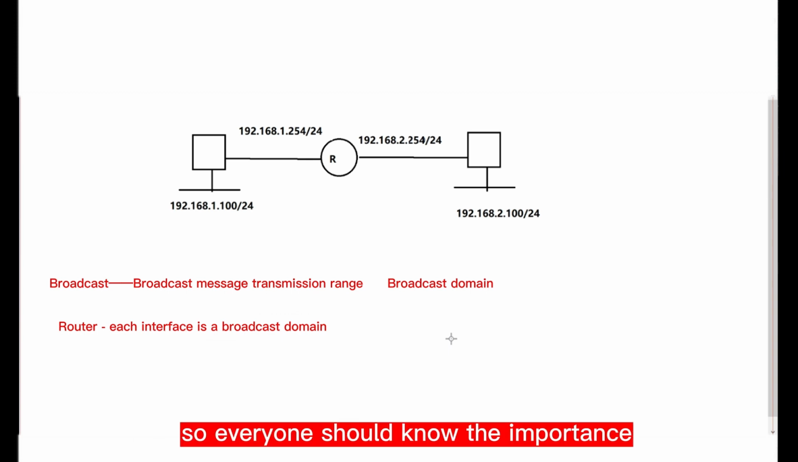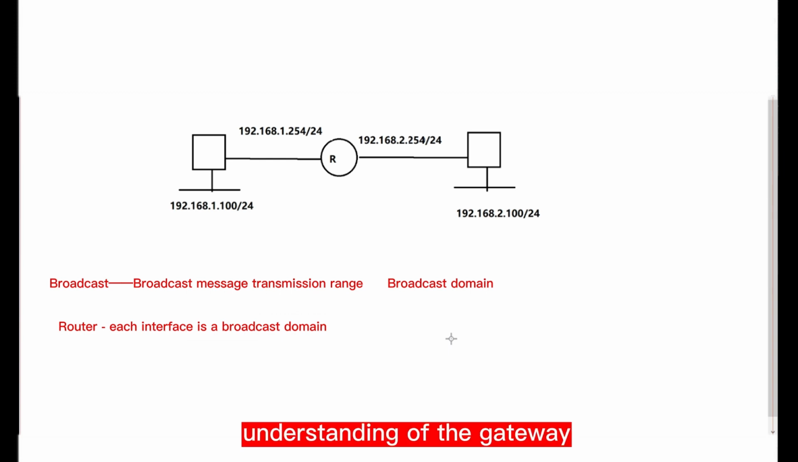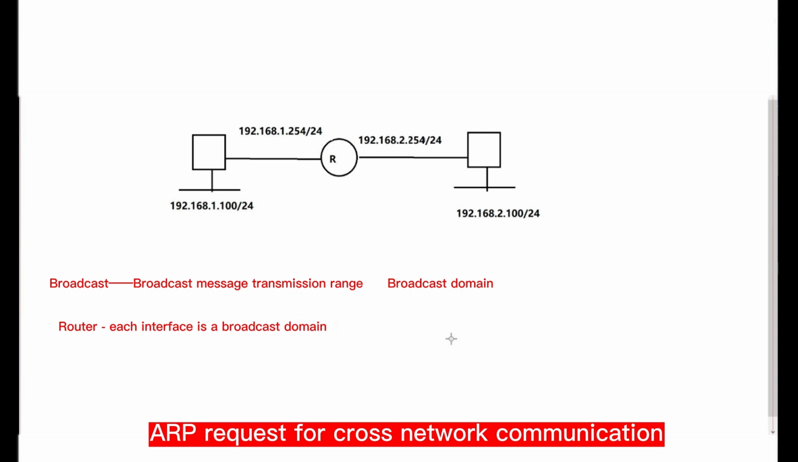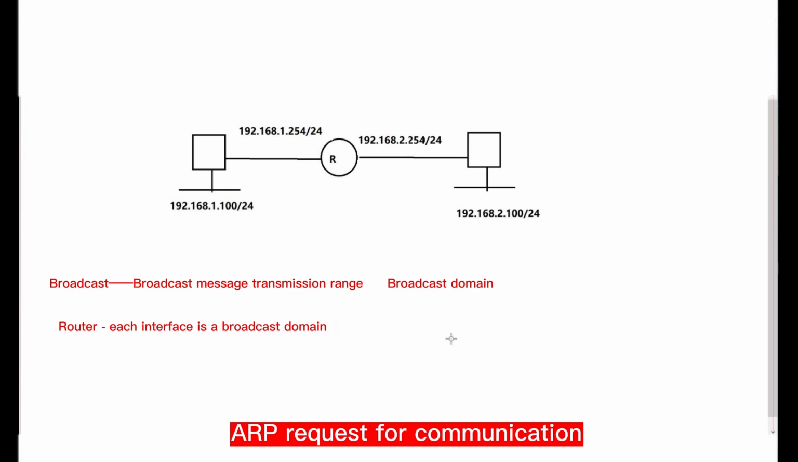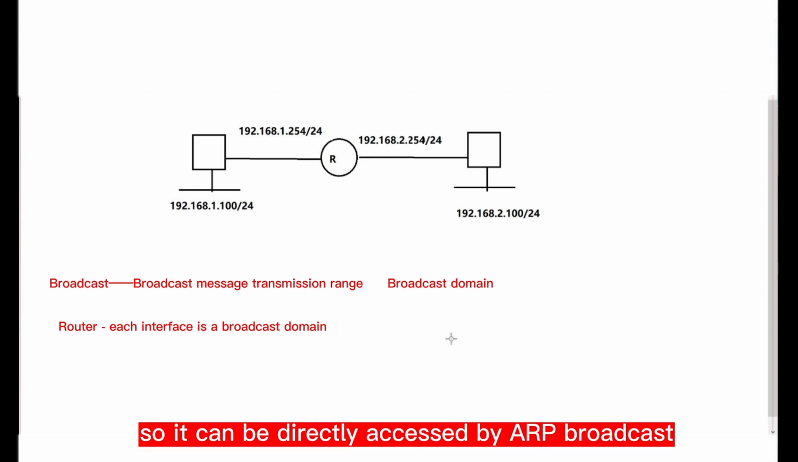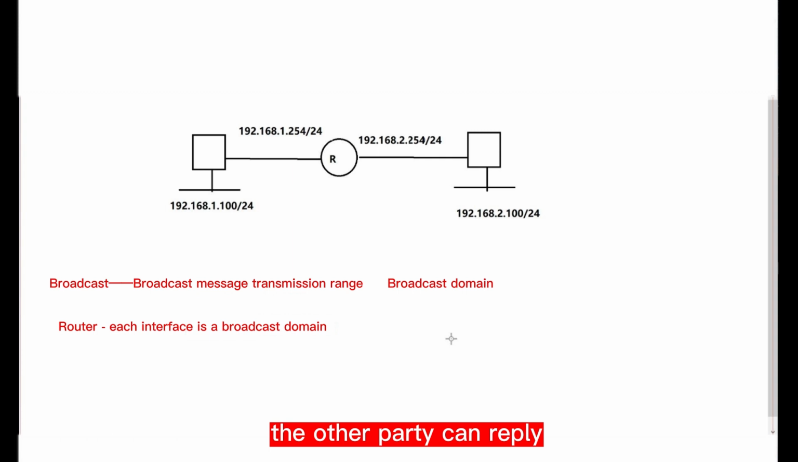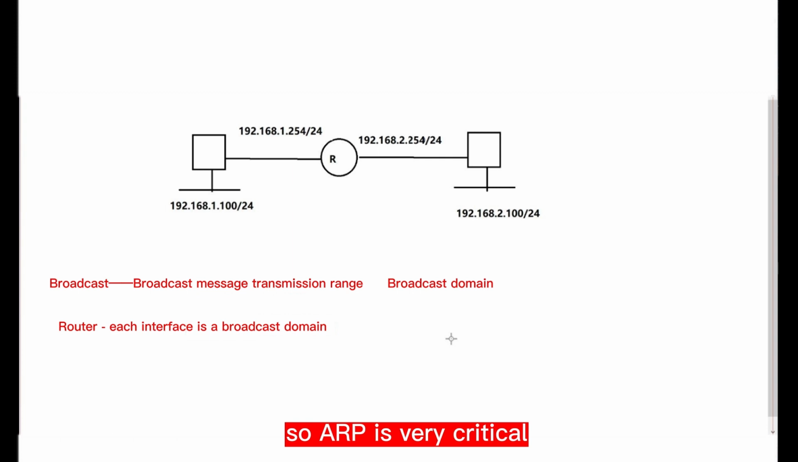So everyone should know the importance of the gateway by now. You may not have a good understanding of the gateway yet. Later when we start talking about routing, gradually everyone will have a deeper understanding of it. ARP requests for cross-network communication go to the gateway. ARP requests for communication on the same network segment ask directly for the other party's device, because it is the same network segment, so it can be directly reached by ARP broadcast. The other party can reply, because it involves a data encapsulation problem. So ARP is very critical.